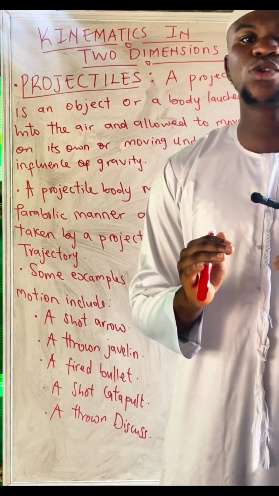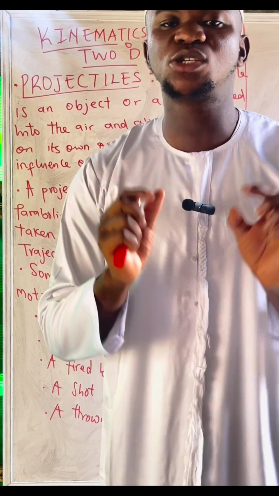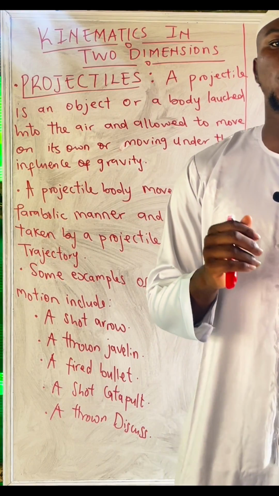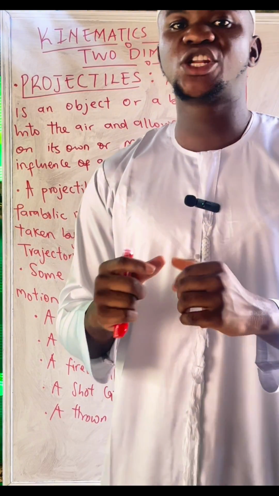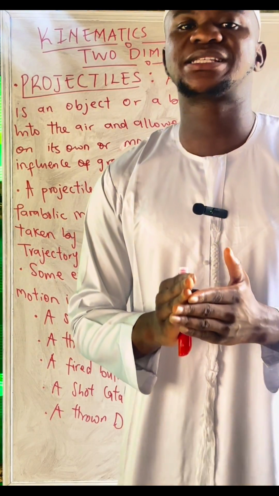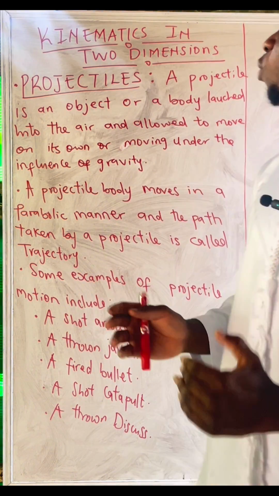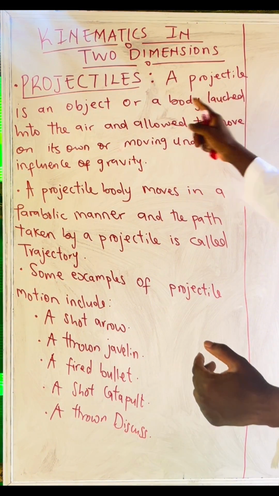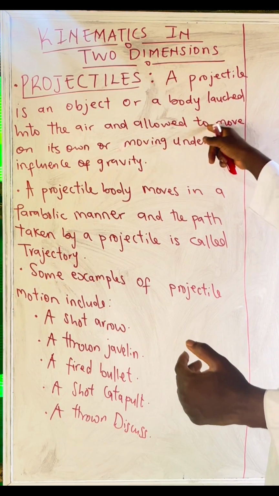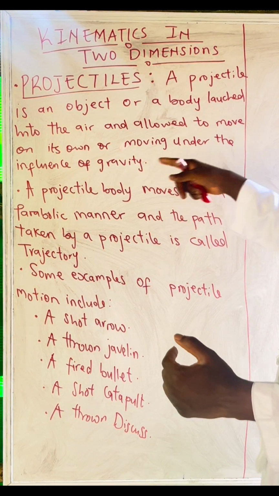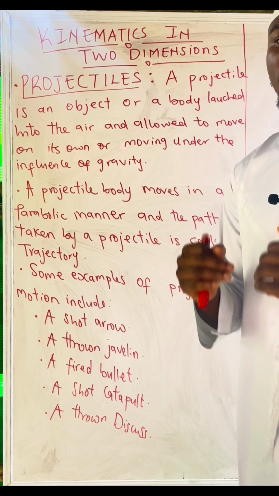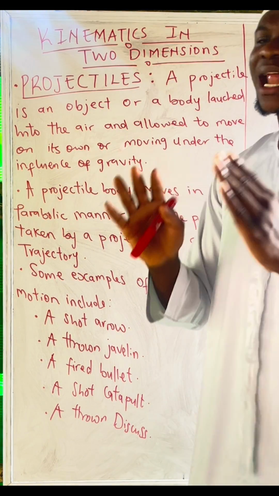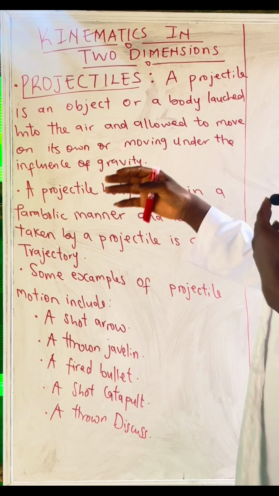And kinematics in two dimensions is basically talking about projectile motion. This simply means that whenever we are talking about projectile motion, we are going to be considering two dimensions. So the horizontal dimension and the what? Vertical dimension. So guys, what is a projectile? A projectile is an object or a body launched into the air and allowed to move on its own, or moving under the influence of gravity. So a projectile is an object that is launched into the air and it is allowed to move on its own or under the influence of what?